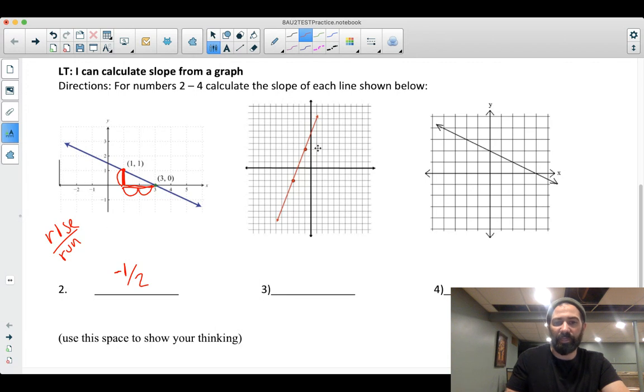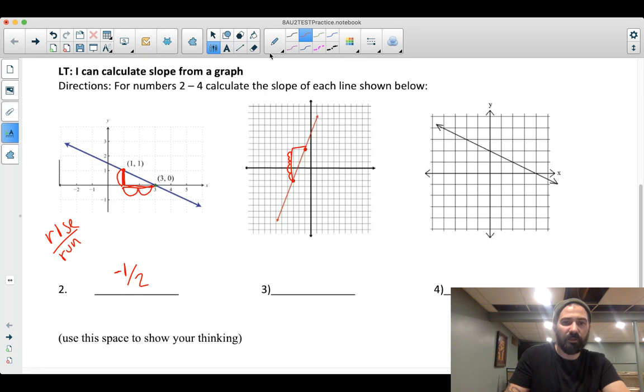Let's talk about our second one here. I had a lot of questions about, oh, there's no numbers for number 3 and 4. How do I do it? You don't worry about numbers. You just count dots and squares. Okay, remember, rise first. So we're going this way up and this way over. Rise 1, 2, 3, 4, 5.